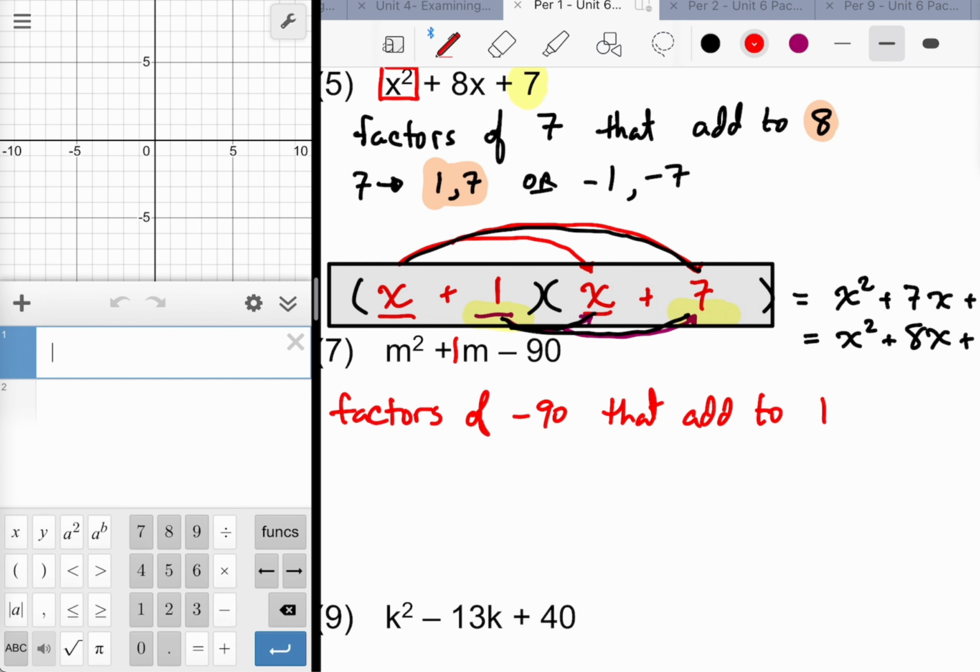All right, so I'd look at my negative 90 and say, all right, well, what are two numbers that multiply to negative 90? Well, the obvious pairing is 10 times 9. It's just one of them has to be negative, right? Because two negatives will give you a positive product. Two positives will also give you a positive product. But if you mix and match negative versus positive, that's where you get a negative result. So we're looking at negative 10, positive 9, or 10 and negative 9.